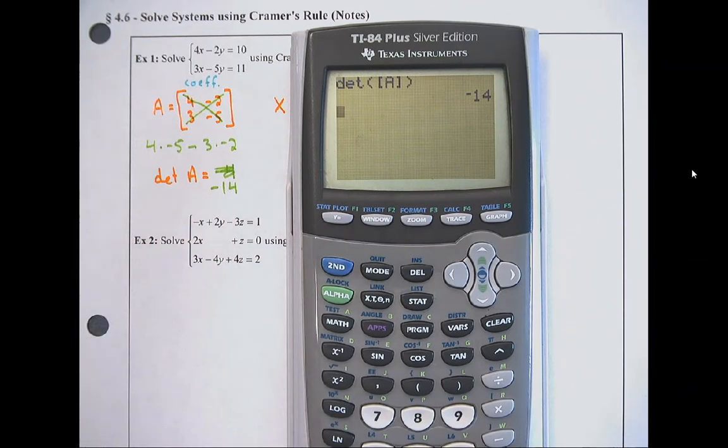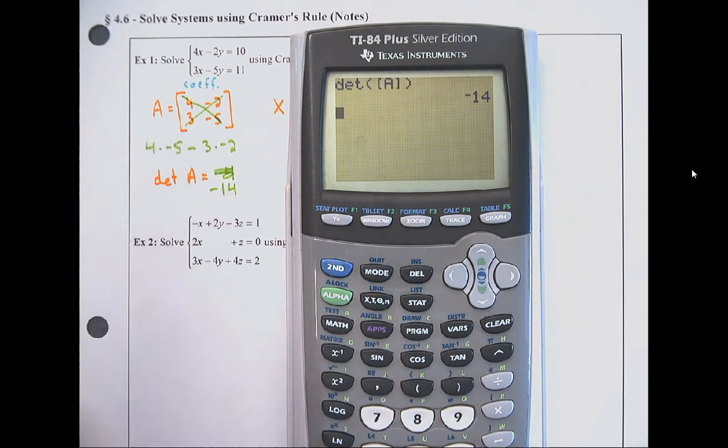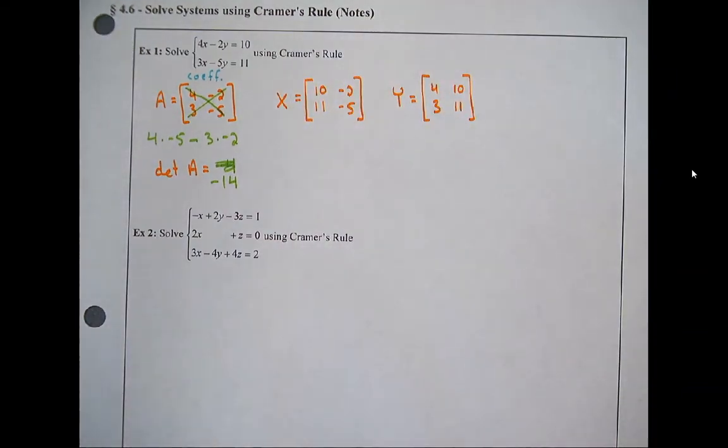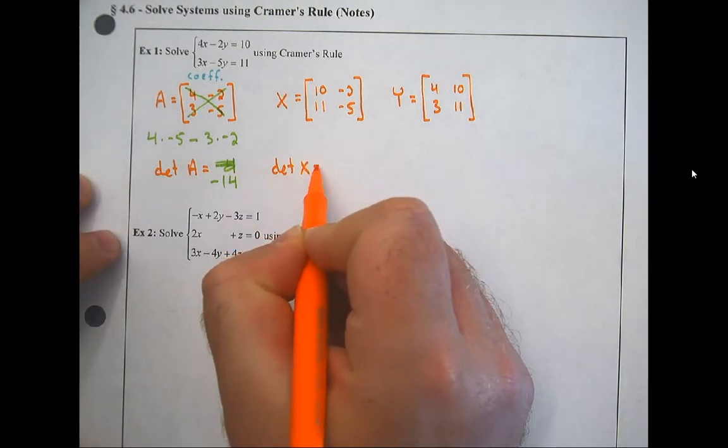So I don't care how you do it. If you remember that it's this times this, subtract this times this, go for it. If you want to type it into your calculator, go for it. Like I said, this isn't my favorite move algebraically to solve a system, but it's one that you might have to see again.